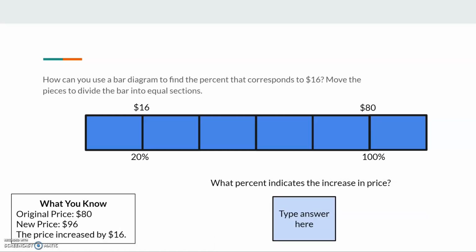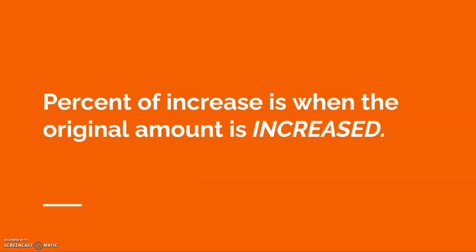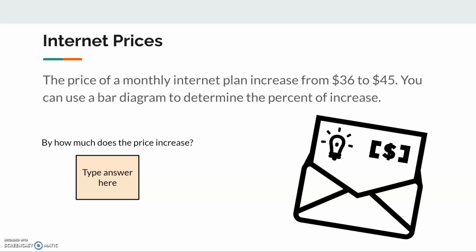So what percent indicates the increase in price? So I have 20, 40, 60, 80, 120. The 120%, because I had to add an extra 20 to get to my $96. So that'd be 120%. Percent of increase is when the original amount is increased. Remember that.